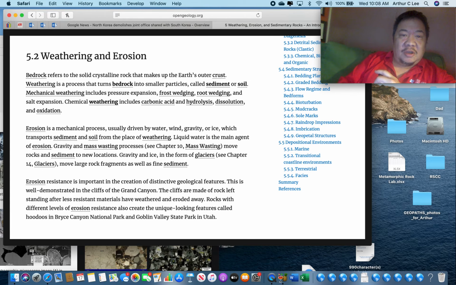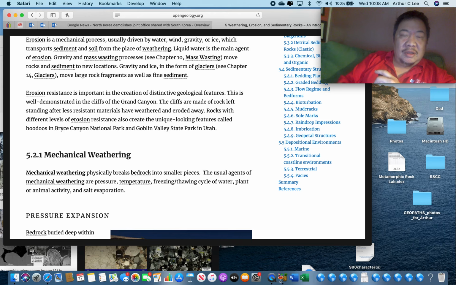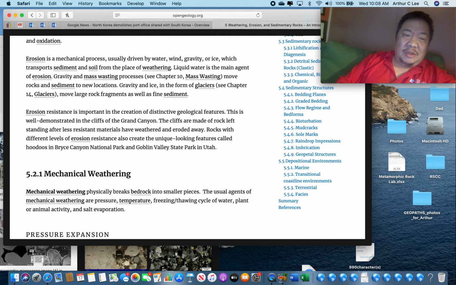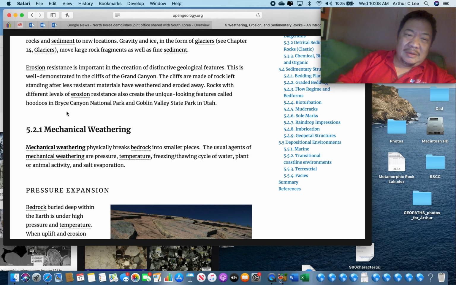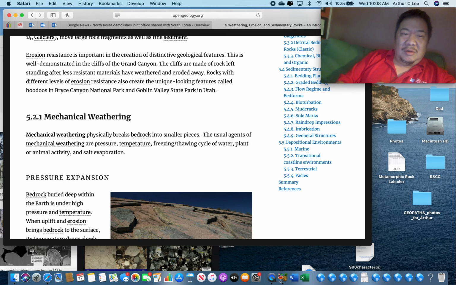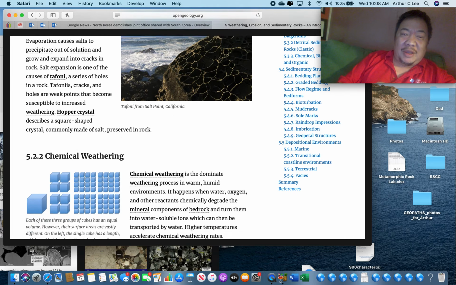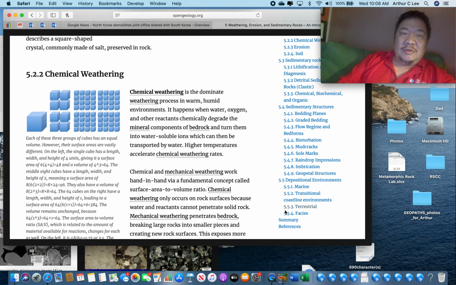Let's start off talking about weathering. There's two ways in which we can weather rocks or break them down. We can do mechanical weathering, which means we physically break down the rocks, or we can do chemical weathering.